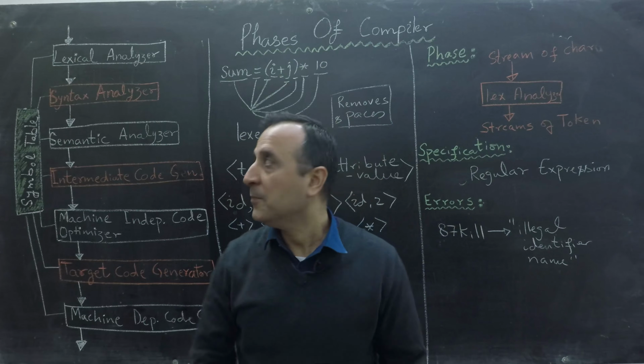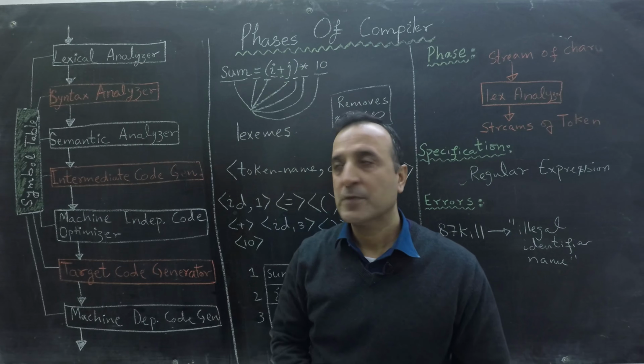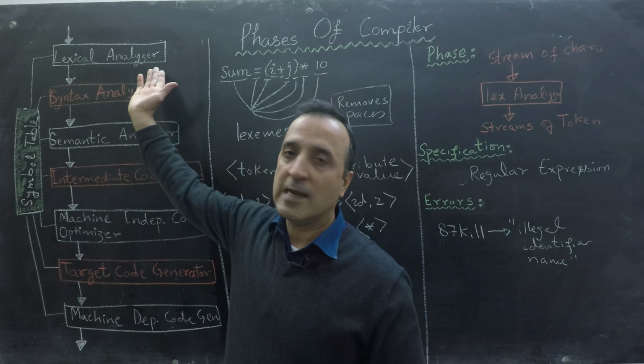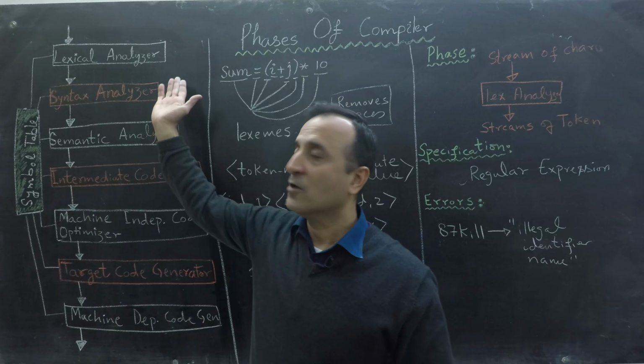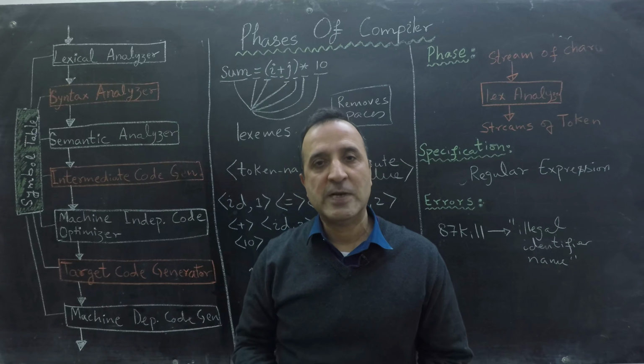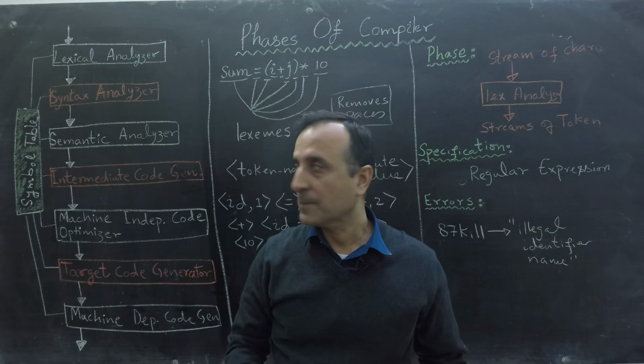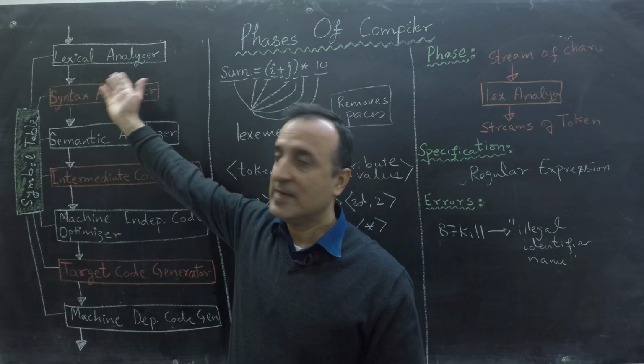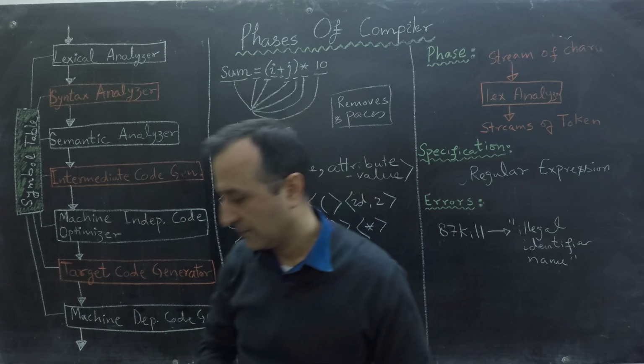So now we can update this diagram because we know that the input to the lexical analyzer phase is a stream of characters, which is basically the source language code, and the output of the lexical analyzer phase is a stream of tokens.